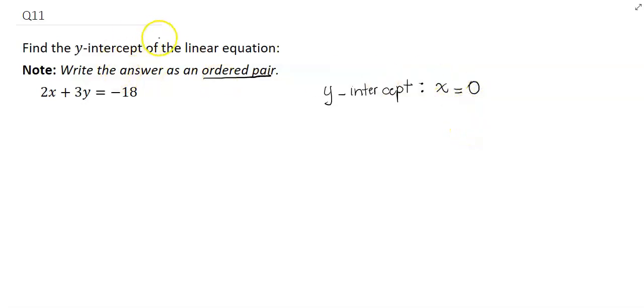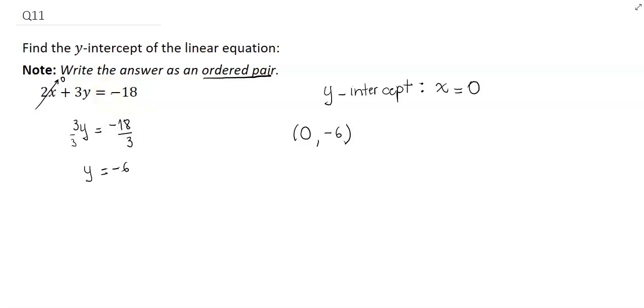Okay, so then I come to the original equation, and when I see x, I replace it by 0. Then 2 times 0 is 0, so this term disappears. Now I have 3y equals negative 18. Then I divide by 3 on both sides, and I get y equals negative 6. So when my x is 0, the y must be negative 6 on this linear equation.